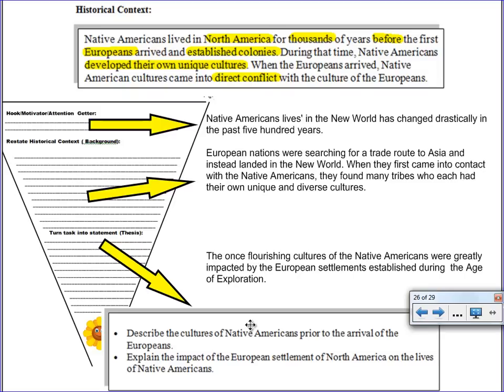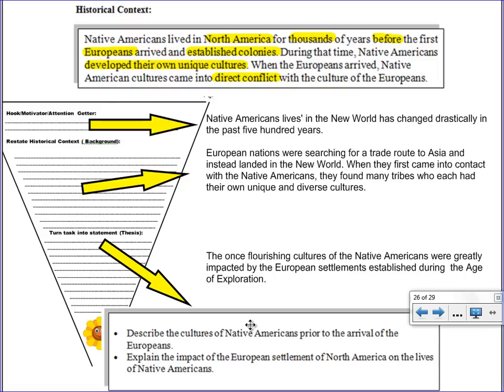That's just one sentence. The second part is going to be restating or paraphrasing the historical context. So you can see here what we wrote is similar to what is in the historical context up top here, but it is not the exact same. It's written in student-friendly language. So we wrote, European nations were searching for a trade route to Asia and instead landed in the New World. When they first came into contact with the Native Americans, they found many tribes who each had their own unique and diverse cultures.